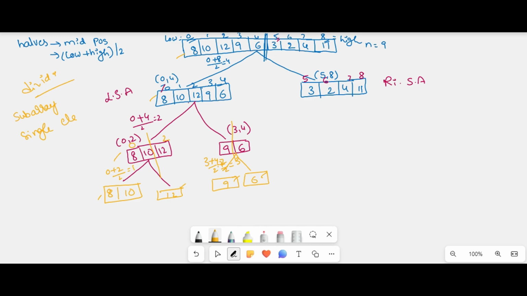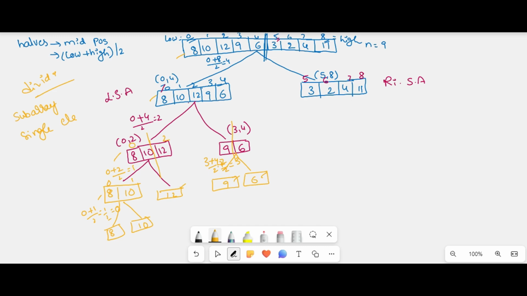No need to do anything at all. Just divide until each sub-array consists of a single element. Now see, this is the 0th position, this is the first position. Now (0 plus 1) by 2 is 1 by 2. Remember, this is a programming language, so don't write 0.5. It is 0 only. So the left sub-array is 8 and the right sub-array is 10.